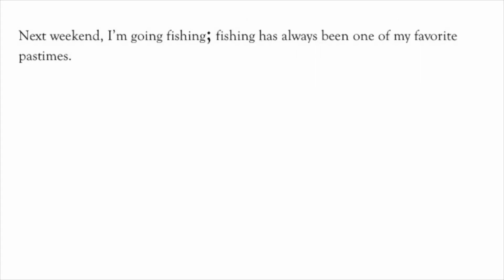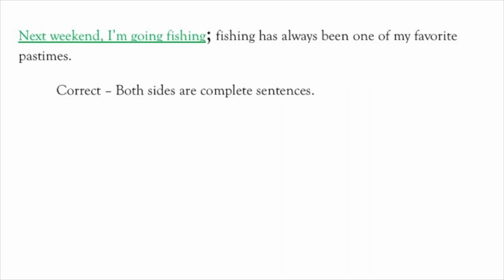So in this next statement we have, "Next weekend I'm going fishing; fishing has always been one of my favorite pastimes." This statement is fine because both sides are complete. We have a complete sentence before the semicolon. We have a complete sentence after the semicolon. So grammatically, a period would be correct. That means that this semicolon is correct. So again, it's like a soft period. If a period would be too much separation, a semicolon is a stylistic option you can choose.